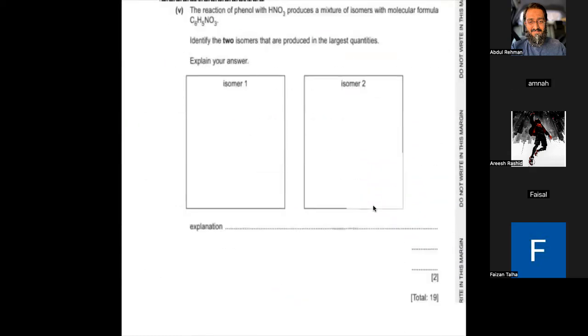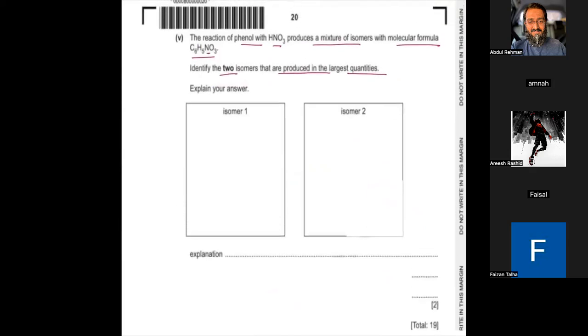Okay, now part 5. The reaction of phenol with nitric acid produces a mixture of isomers with the molecular formula. So we have one nitro group. Identify the two isomers that are produced in the largest quantities. The one produced in the largest quantity is 2-nitrophenol, because this position is on both sides, so we get a higher probability of getting this. And the second one would be 4-nitrophenol.